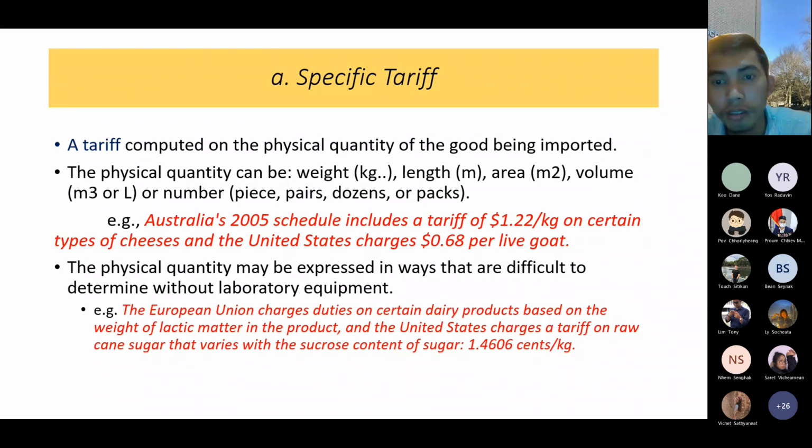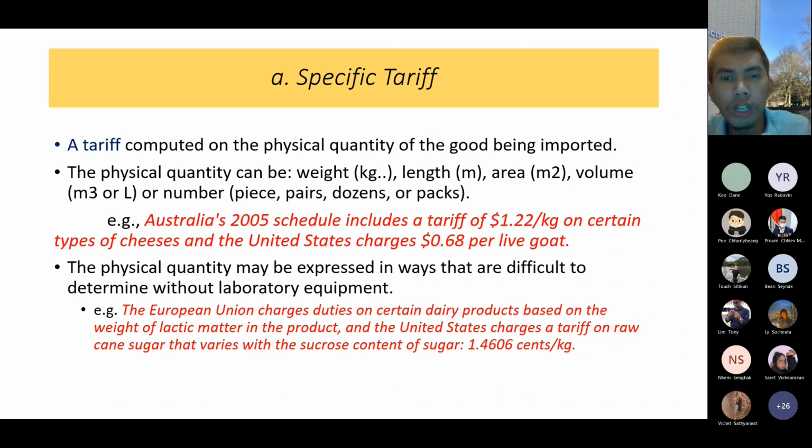Around 2.5 cents to 5 cents. Yes, around, because we multiply 0.68 by 3, right? Because 3 live goats. Take 0.68 multiply by 3, because 3 live goats. So you will see the answer of the actual tariff, the specific tariff, for 3 live goats here. Okay. So here very easy.